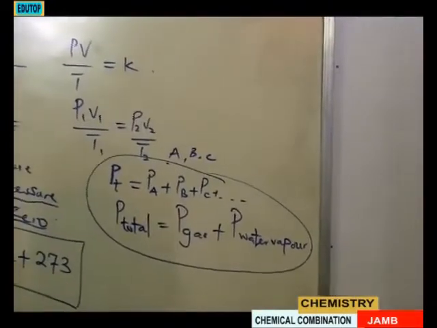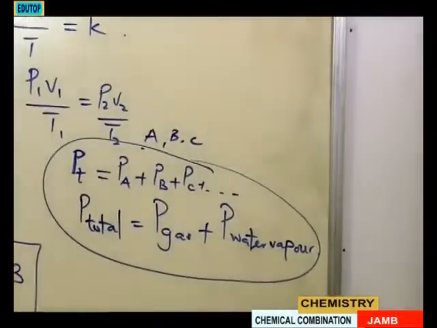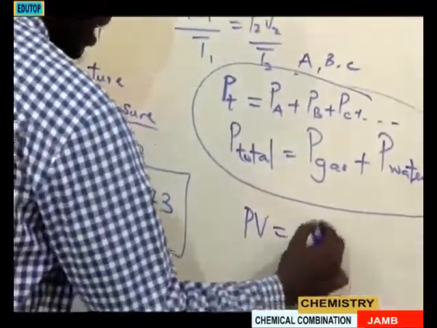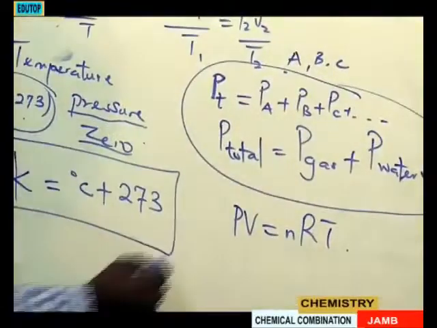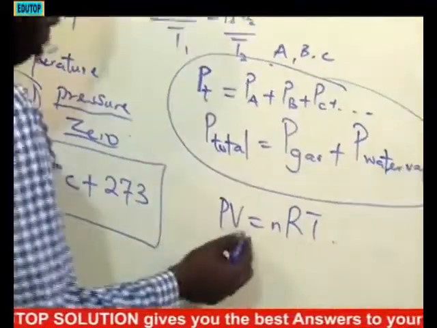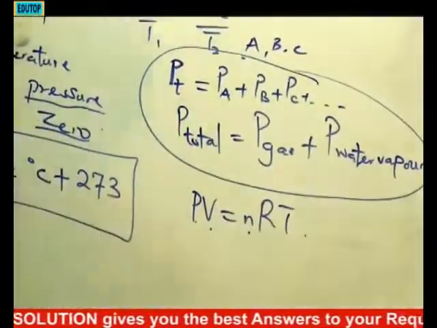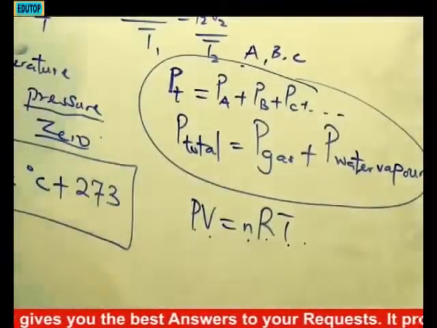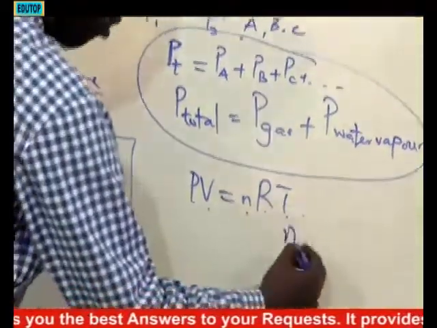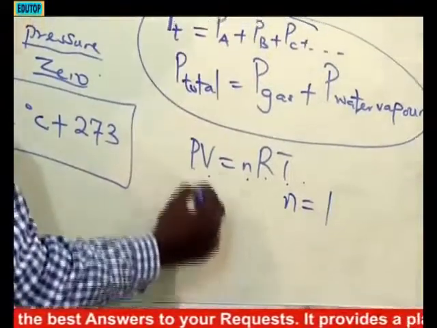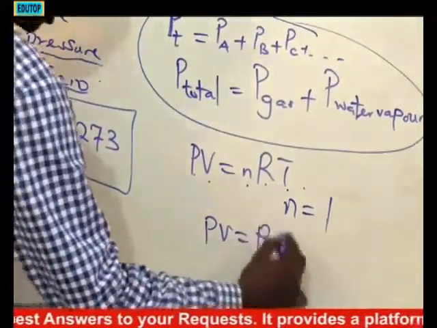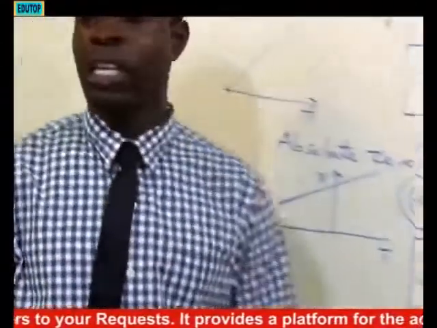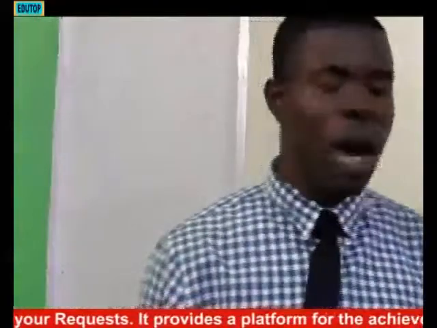Then the next one we're going to be talking about is the ideal gas law. The ideal gas law has the formula PV equals nRT, where P is the pressure of the gas, V is the volume of the gas, n is the number of moles, R is the general gas constant, and T is the temperature in Kelvin. If you now have 1 mole of that gas, then the formula becomes PV equals RT.